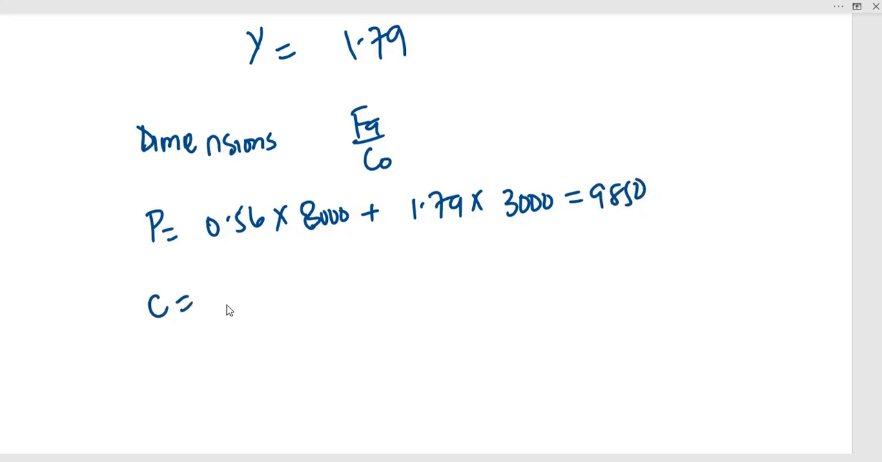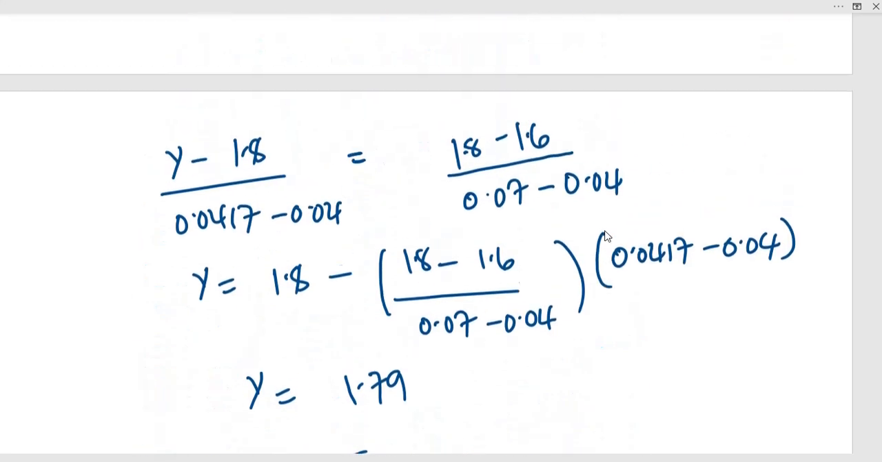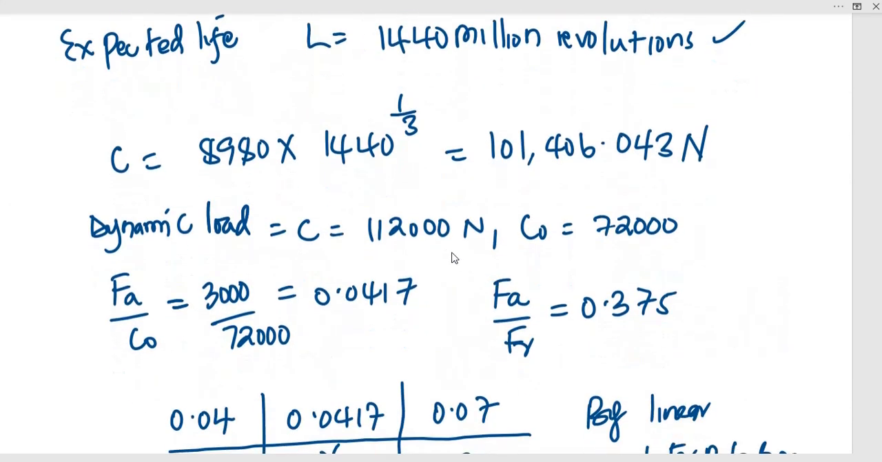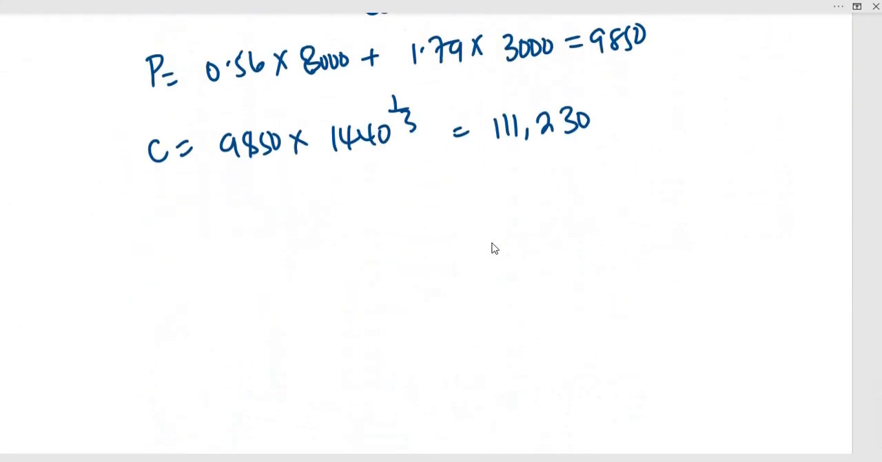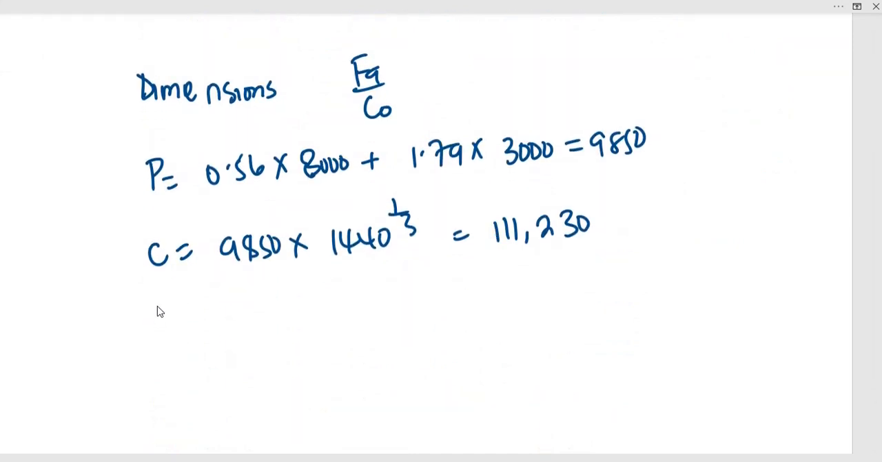Then what is C? C is equal to 9850 times F, which is 1440 power 1 out of 3. So 9850 times 1440 power a third, and this gives us approximately 11200. So that means the value that we have chosen, 11200, is okay. So that means we can now state the dimensions.